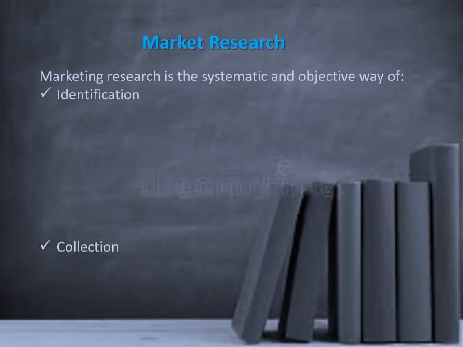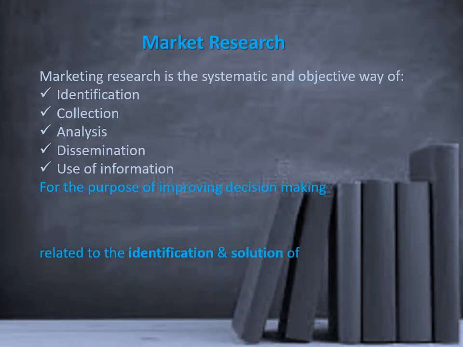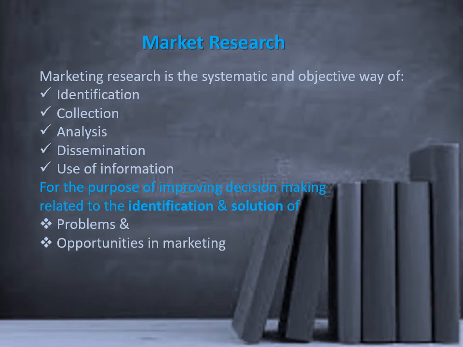Having defined market research in two different ways, we can now further simplify by breaking it down into different components. Market research is the systematic and objective way of identification, which is the need analysis: identifying the need, defining the purpose, defining the objective. Collection, obviously, of the data, facts and figures. Analysis, understanding the correlation and relationship of different components of this data. Dissemination, which is sharing of information.